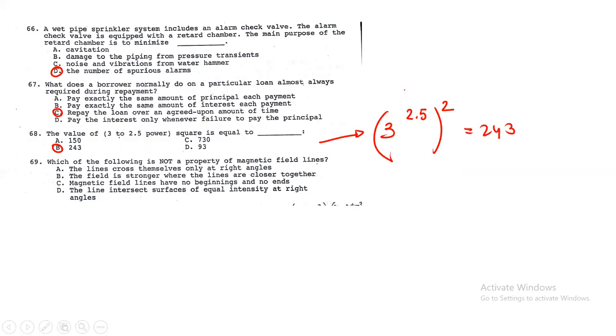The next, 69. So which of the following is not a property of magnetic field lines? So sagot dyan is letter A. The lines cross themselves only at right angles. So next, 70 tayo. Find the factor given in the expression. So 6 minus 3m squared minus 8m plus 4m cubed.